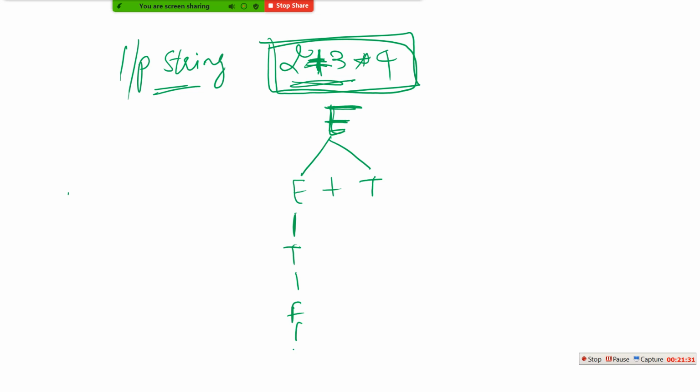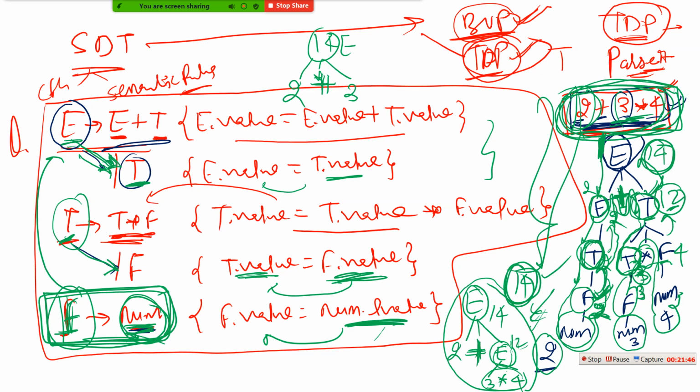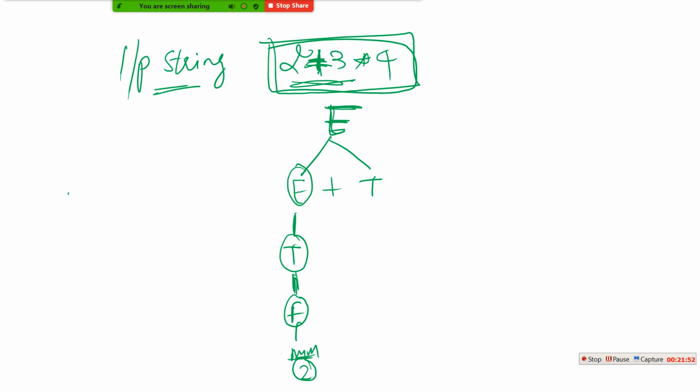Now this F has num value. So I traverse, and this num now will give me 2, because only F has num value, and I need this 2 here. So to get this num value, I generated T from this transition, T derives F, and finally I got my num value. But I only got 2. Now I need 3 into 4 as well.